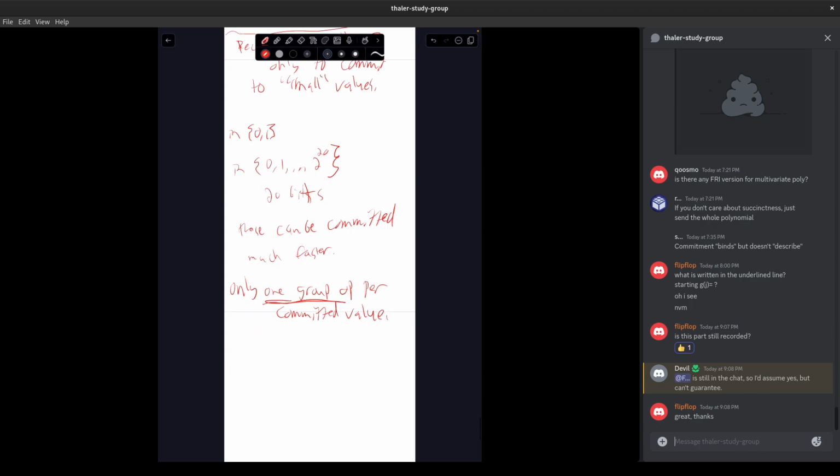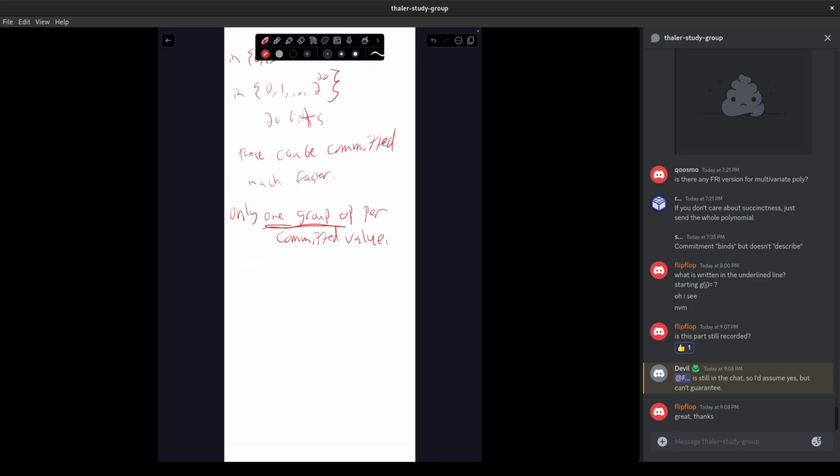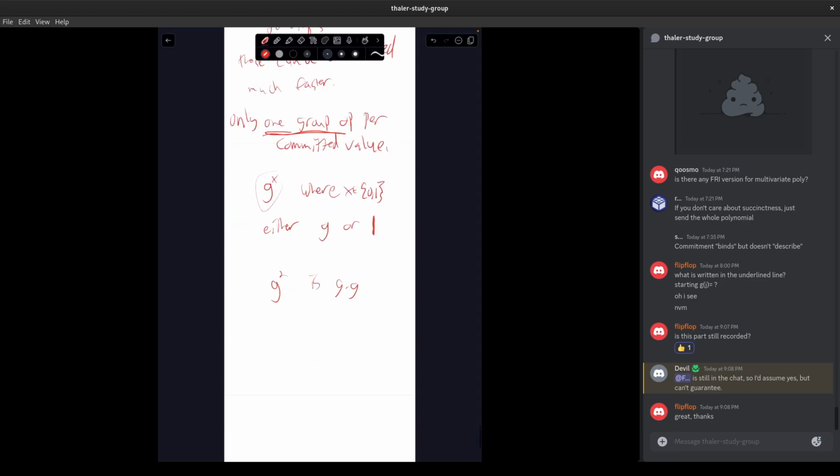Okay. And the reason is basically because, if I want to compute, let's say you just have a 1-bit value. So if I want to compute g to the x, where x is in {0, 1}, well, that's either g or 1. So either way, I don't actually have to do any group ops to get g to the x. And in general, if I want to compute g squared, that's only 1 group op.